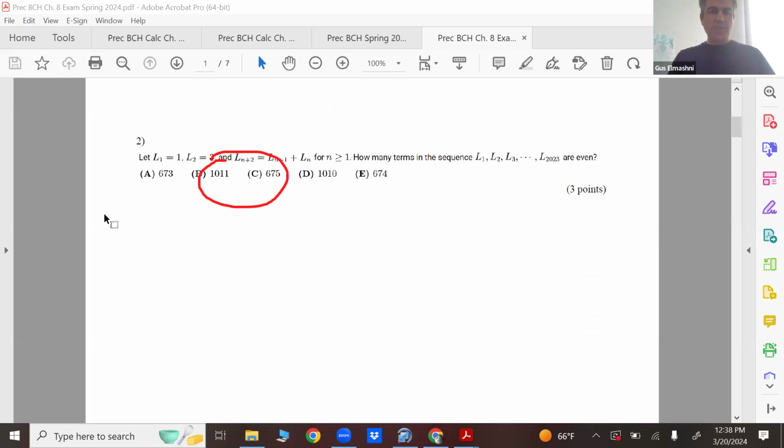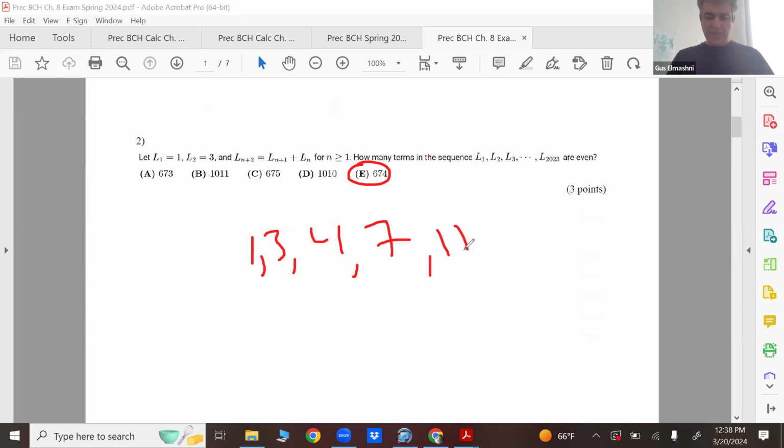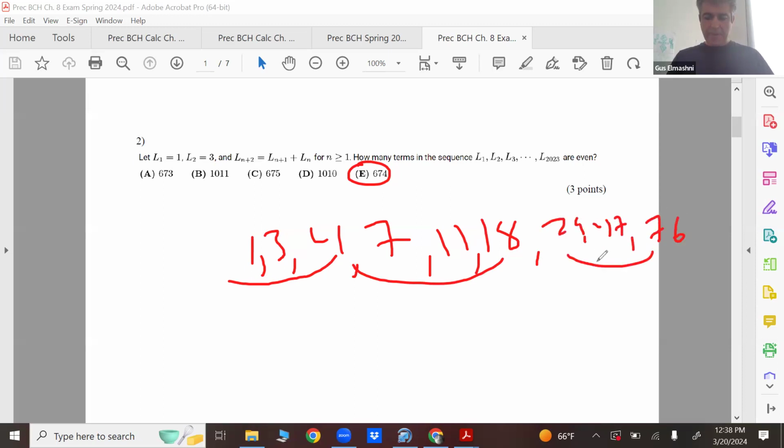For number 2, the answer is E. And that one, if you just do a pattern, you start noticing 1, 3, 4. So it's actually called something like a Fibonacci sequence. You just do that over and over again, and you start noticing that the first 2 are odd and the third one's even. First 2 are odd, last one's even, and so forth. So that's what's happening there.